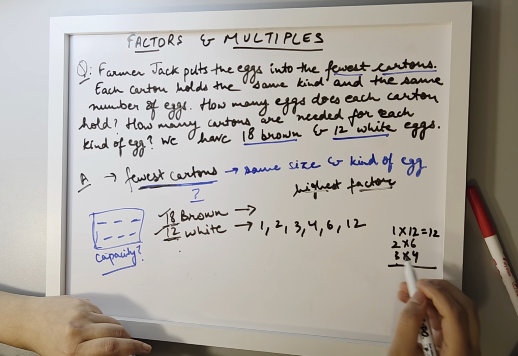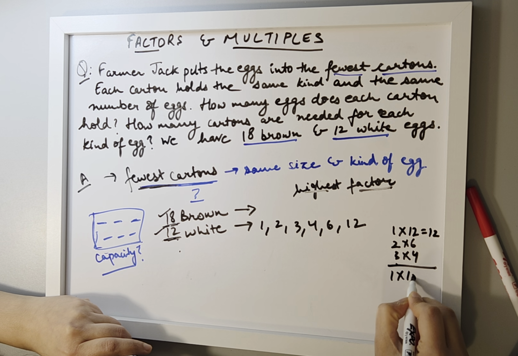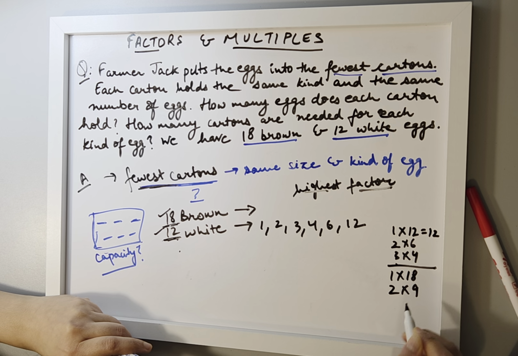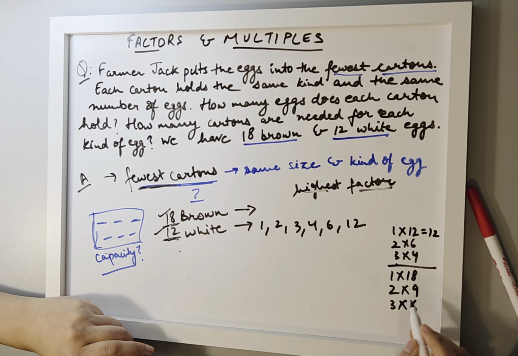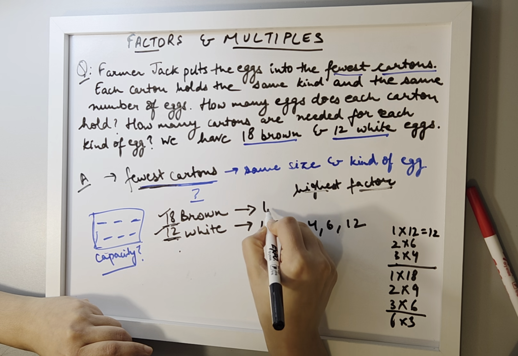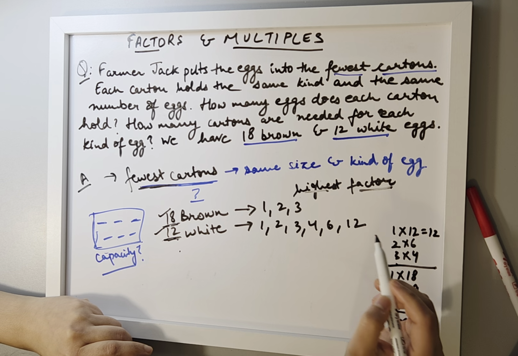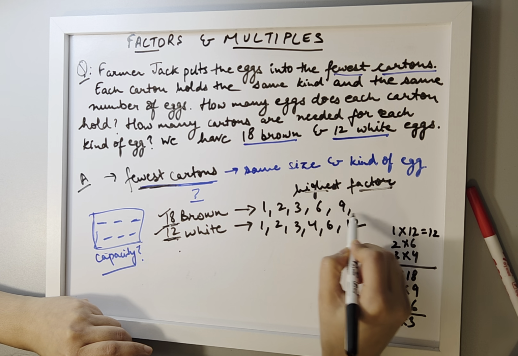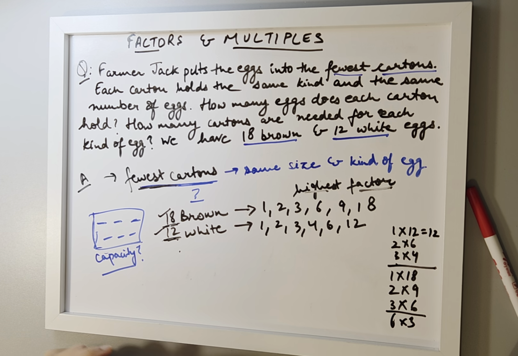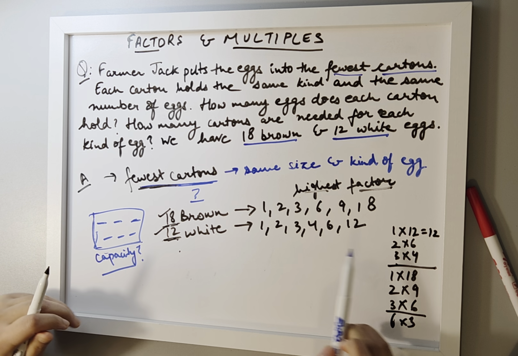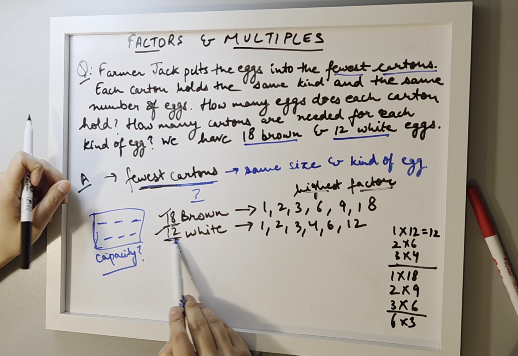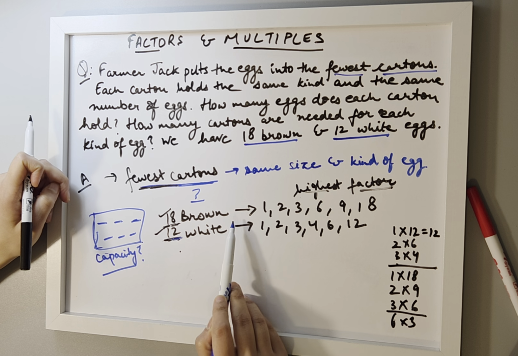Similarly, for 18, we have 1 into 18, then 2 into 9, then 3 into 6, then 4 doesn't divide 18, 5 doesn't divide 18, then 6 into 3. So we stop here. Then the factors of 18 are 1, 2, 3, 6, 9 and 18. Okay, so these are the factors of 12 eggs and 18 eggs.